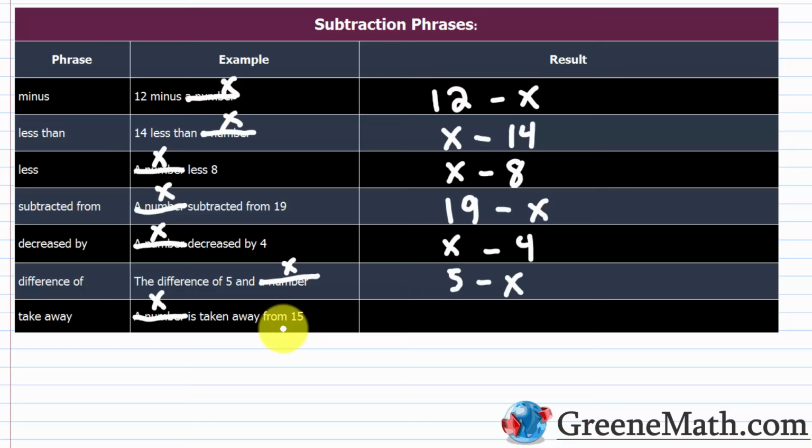Okay, it's taken away from 15. So 15 starts out, and then we take away our x. Okay? So again, with subtraction, the order matters. So you've got to correctly interpret these, otherwise you will not get the right answer. So let's look at some examples.